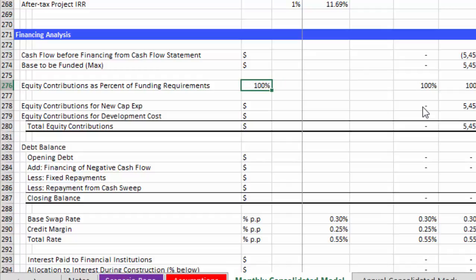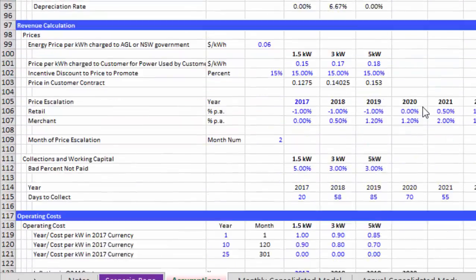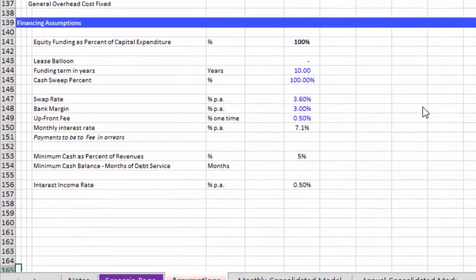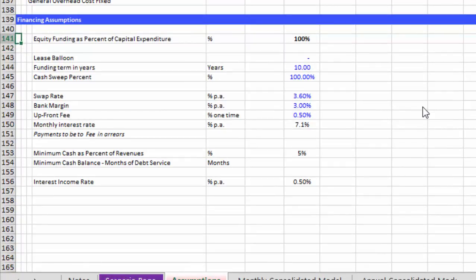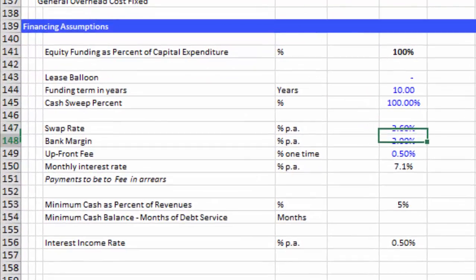So right now we're starting with 100% equity, and the assumptions we're going to look at are all the way down here. And we have the amount of equity that we're putting compared to debt. Then we have how long the debt is, whether we have a cash sweep. This one has 100% cash sweep. Here are some assumptions that I was given. They seem very high interest rates, but we'll use them.